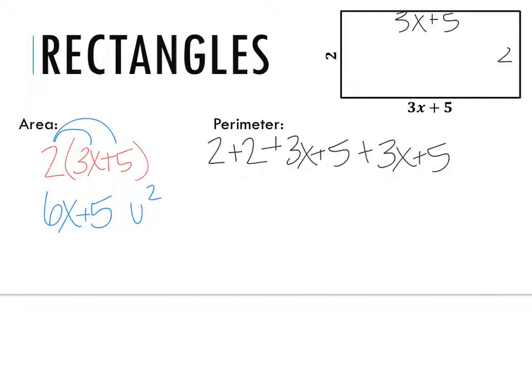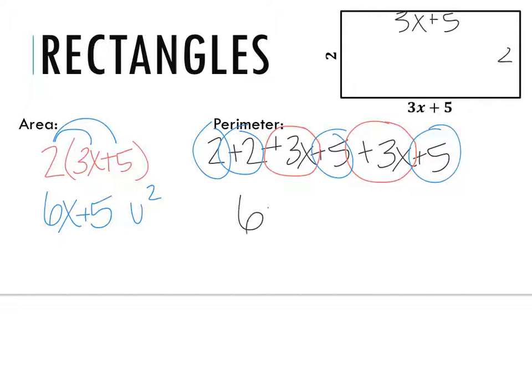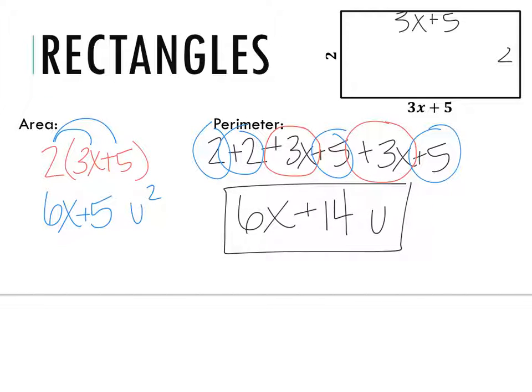So from here we're going to combine like terms. So I have a positive 3x and positive 3x. And there's also a 2, 2, 5, 5. So 3x plus 3x is 6x. 2 plus 2 plus 5 plus 5 is 14. So when we multiply to get our area, it's units squared. When I just find the perimeter, it's just units.